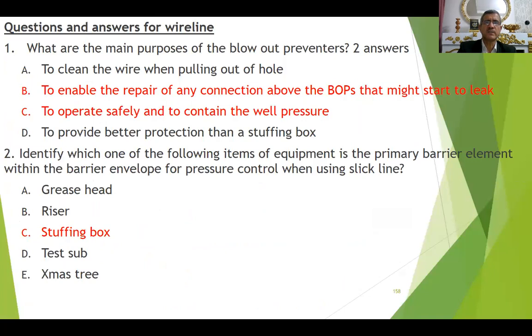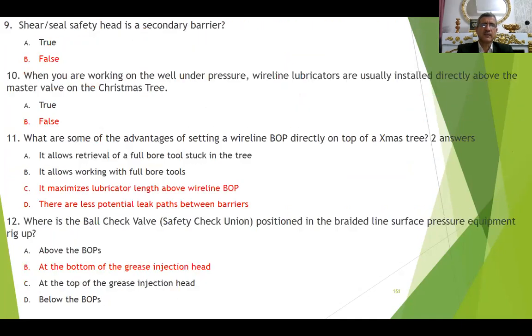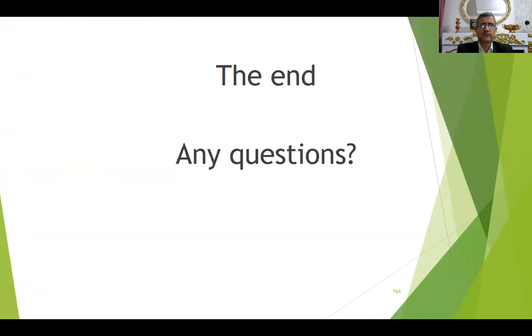Here we have questions and answers for wireline mainly. So we can go through them one by one, and you can see and discover some special cases and the classification of barriers, primary, secondary, tertiary, and so on. So you can go through them and see what is there. These are real questions that come in the exam. So 19 questions and answers.